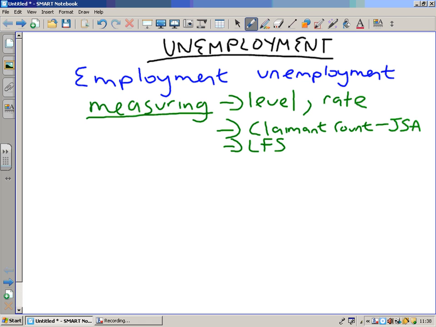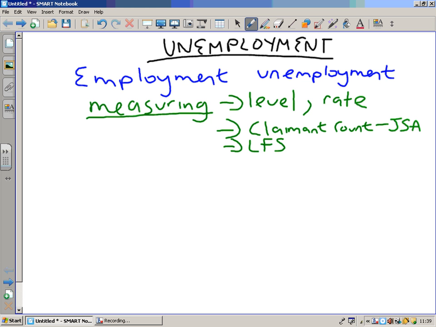The labour force survey will show a higher number than the claimant count, simply because some people choose not to claim job seekers allowance or are ineligible for it. Say, for example, their partners or their family earn too much money. That would mean some people don't claim unemployment benefits, JSA, which means they wouldn't form part of the claimant count.